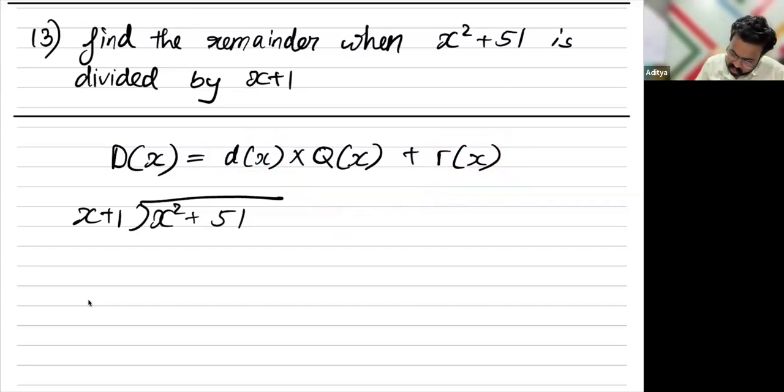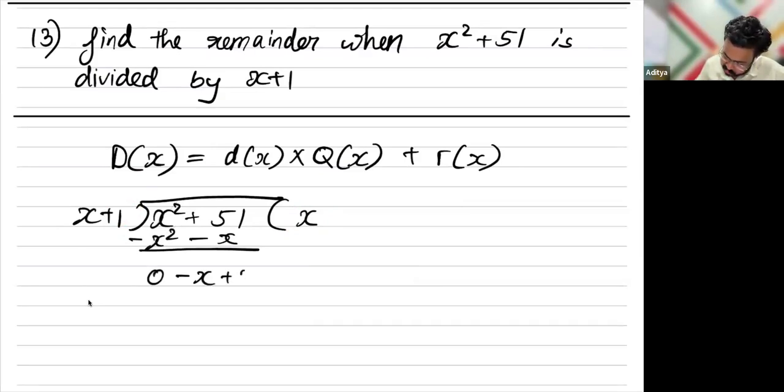The degree is the only indicator of the size of a polynomial. So when you divide it, I'll write the quotient here instead of above. So I see that x plus 1 can go once with x square. Okay, I'll not explain long division in detail, but I'll take x, multiply with this and subtract it. I'll have minus x square minus x, and we'll be left with, this will cancel. And you have 0 minus x plus 51. 51 will be dropped down.